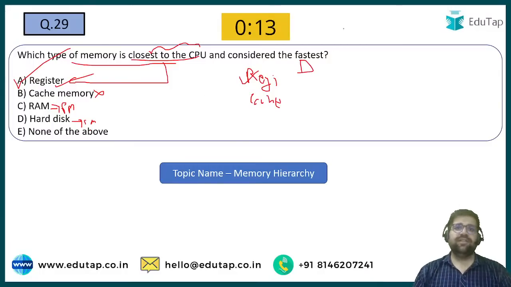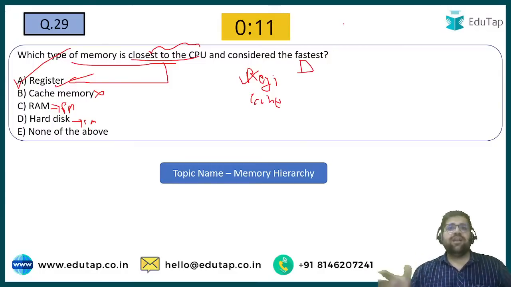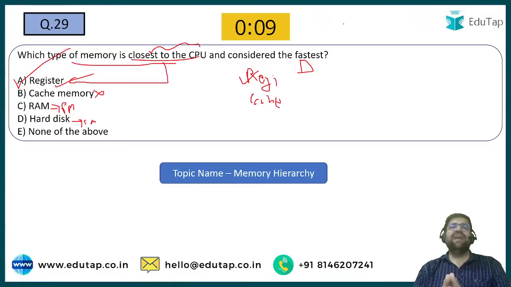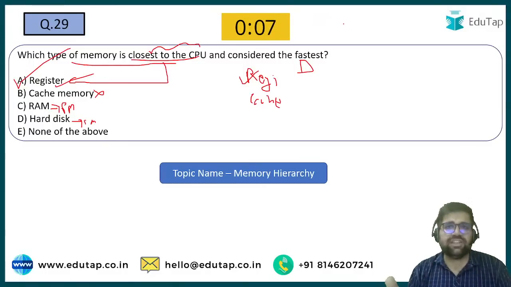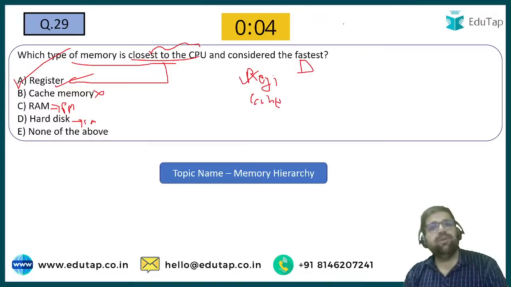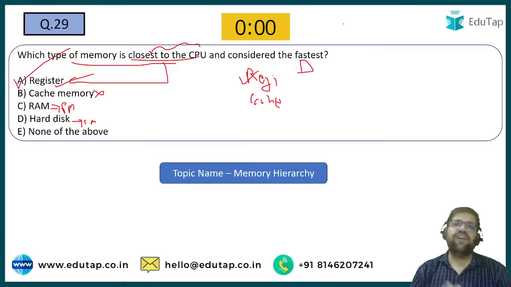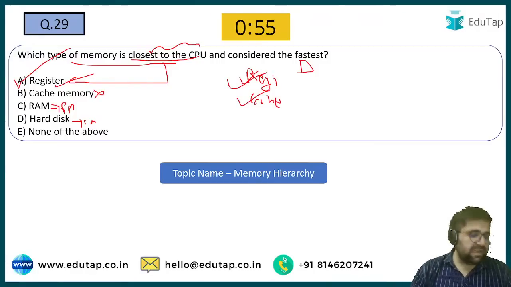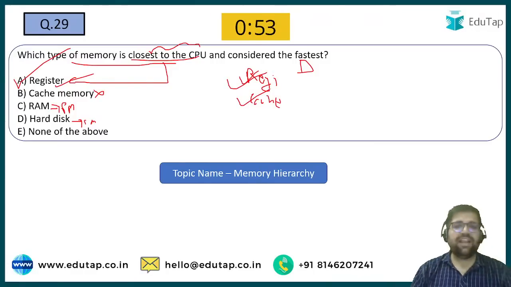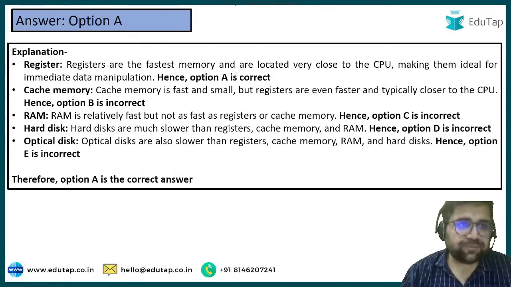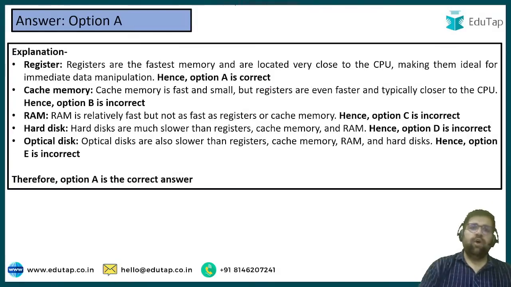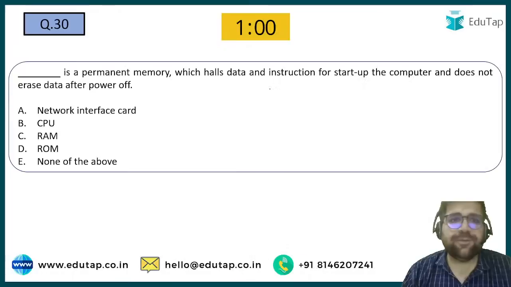And also remember one thing, if a memory is very fat, I would say larger in storage, then the speed of that particular memory will be slow. The slimmer the memory, or you can say the shorter the memory, the faster the speed will be. Remember, the fastest speed will be of register. After that, cache will come. So please remember this. Register is a kind of memory. So this we have discussed. The answer was option number A.